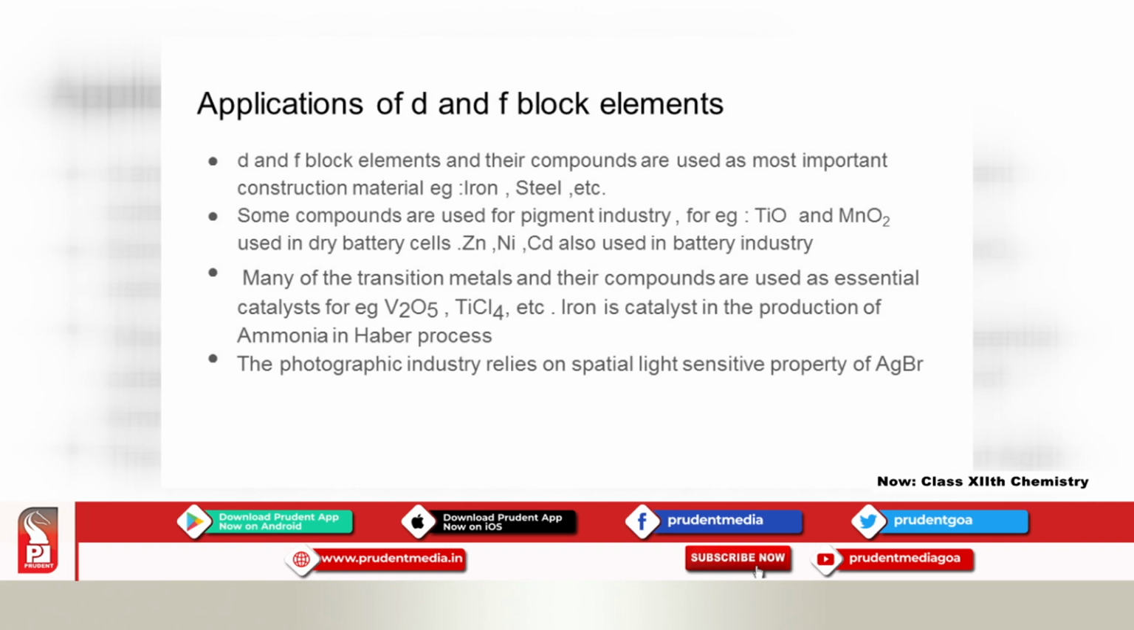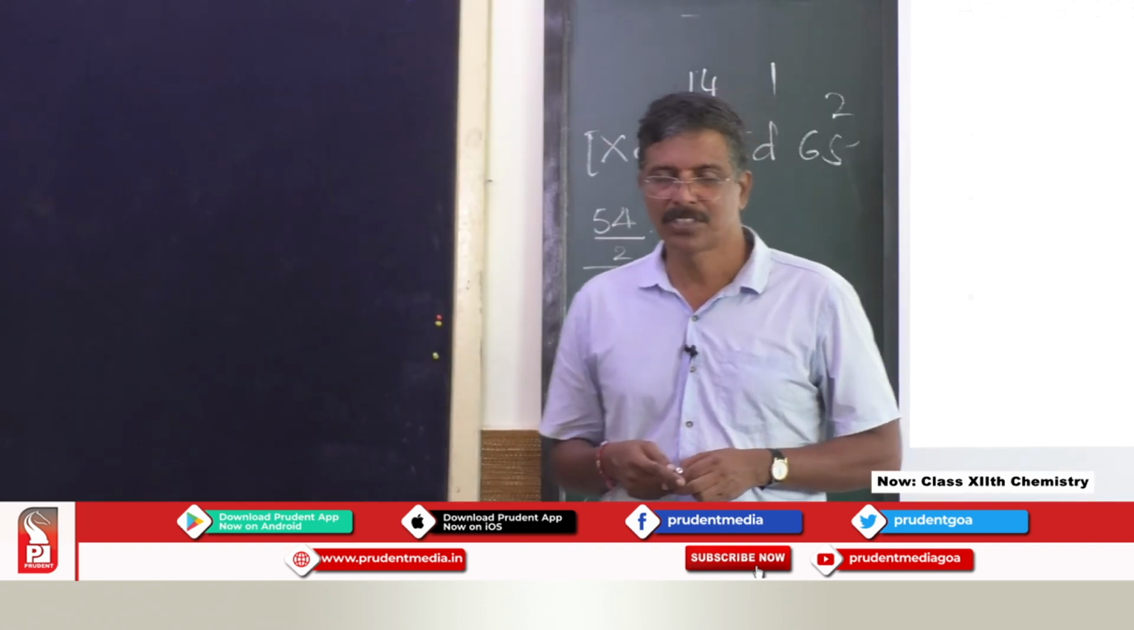Okay, and many transition elements and their compounds are used as essential catalysts. Examples are vanadium pentoxide V2O5 and titanium tetrachloride. This is also one of the best catalysts that is used. Iron is the catalyst in the production of ammonia in the Haber process. It is one of the best catalysts used. And next, the photographic industry relies on the light-sensitive property of silver bromide. Okay, this is where you can use d and f block elements in industry. So it's very, very important.